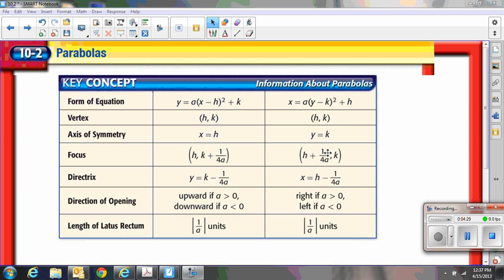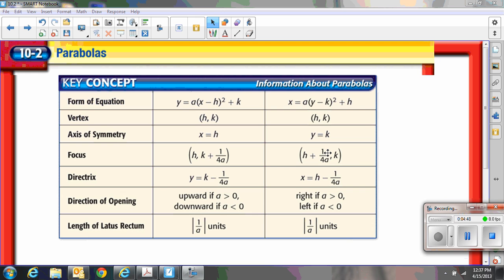Now, here's what's going to be new in this section. Parabolas don't have to open just up and down. Parabolas can open left and right. We didn't talk about them earlier because if it opens left or right, this means the parabola is not a function. So we kind of left this part out. But it can be that it opens in that direction.